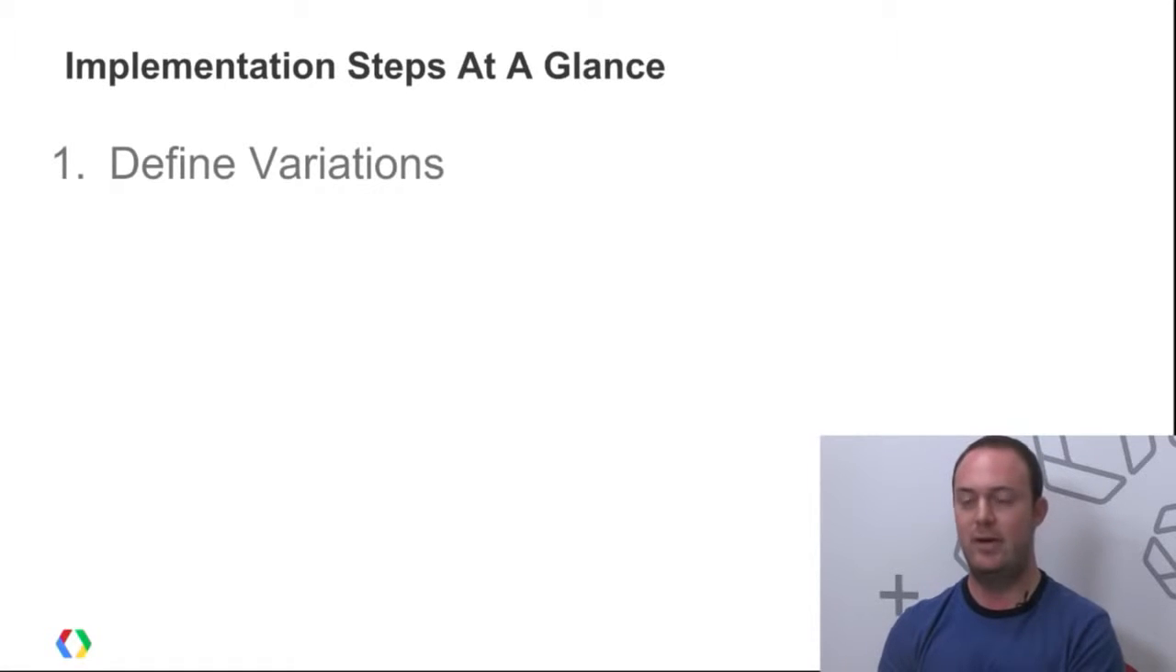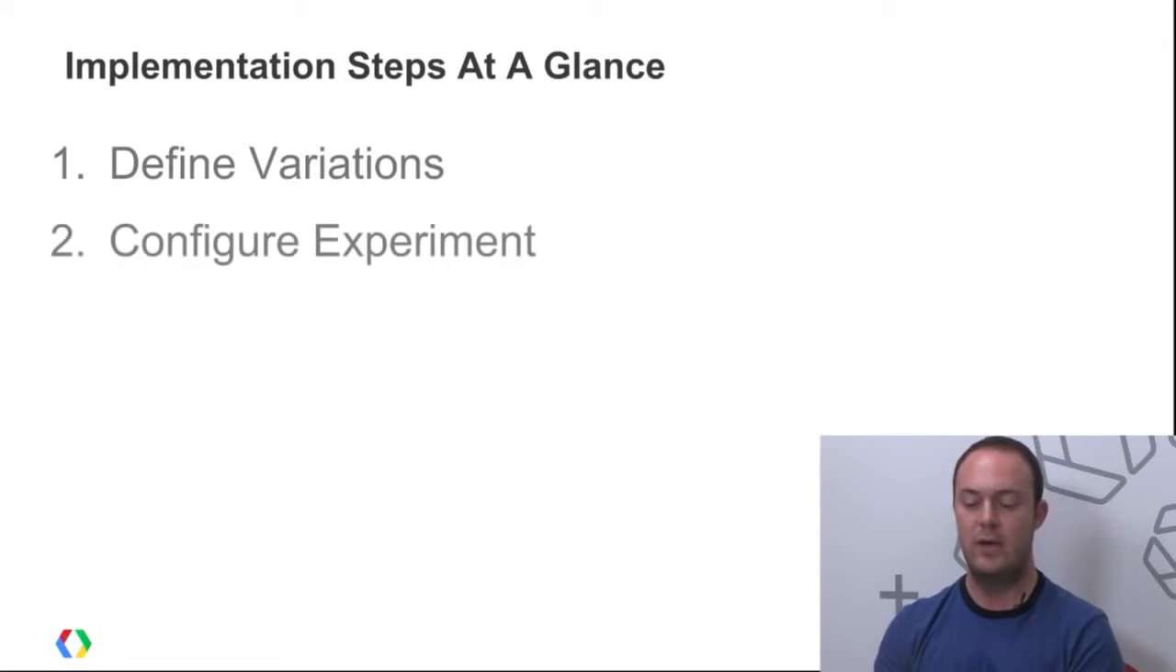The first thing, as mentioned earlier, is that you have to define those variations. So what are you going to test? It could be a whole bunch of different things. It depends on your environment, what's important to you, and what your objectives are. Once you've defined those variations and you've decided, okay, we're going to change this landing page to look like this, and we're going to have 4 different variations, then you want to go into Google Analytics and configure the experiment.